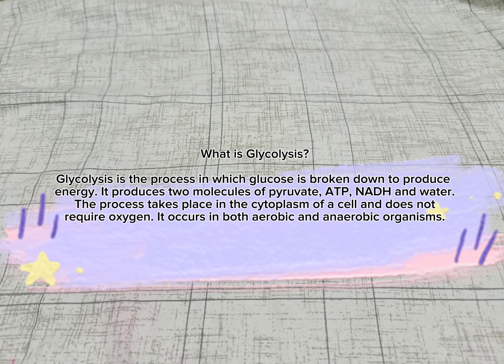What is glycolysis? Glycolysis is the process in which glucose is broken down to produce energy. It produces two molecules of pyruvate, ATP and NADH, and water. The process takes place in the cytoplasm of a cell and does not require oxygen. It occurs in both aerobic and anaerobic organisms.